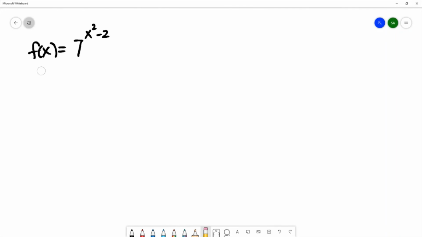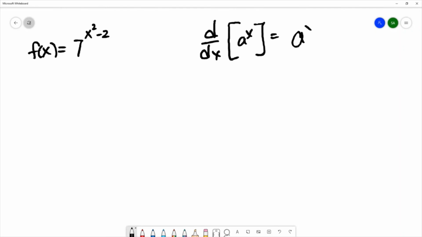I want to calculate the derivative of this function, f of x equals 7 to the x squared minus 2. So the rule we're going to use here is the derivative of a to the x. The derivative of a to the x, where a is any base, is a to the x times natural log x. And in this question, we have an exponent that is something other than x, so we have to build in the chain rule to this.